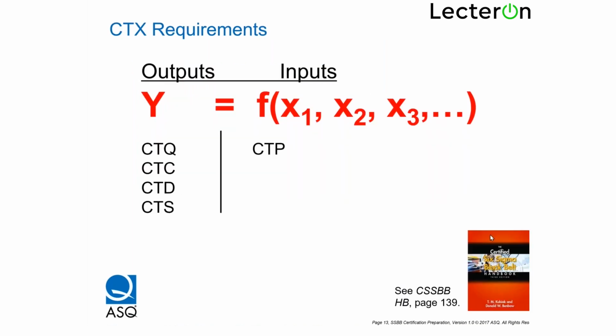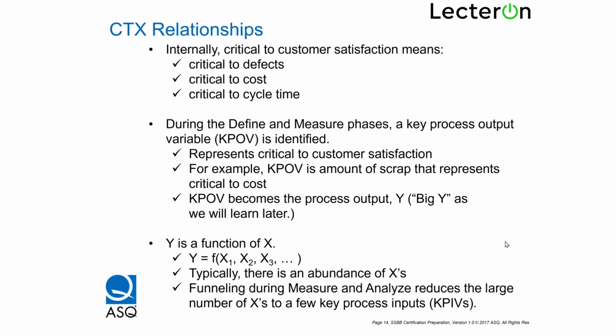So CTX, as we know, the outputs, which are Y, are a function of the X inputs. So we have CTQ, CTC, CTD, CTS, depending on what you are focusing on. CTQ is critical to quality, critical to safety, critical to design, whatever. CTX relationships internally: critical to customer satisfaction, critical to defects, critical to cost, critical to cycle time.